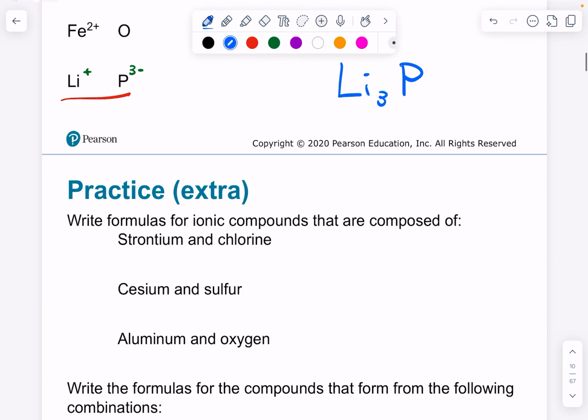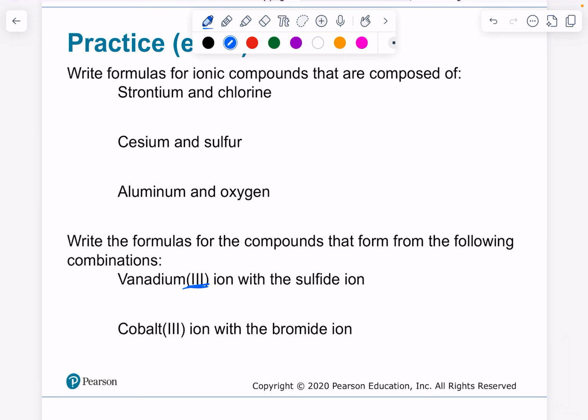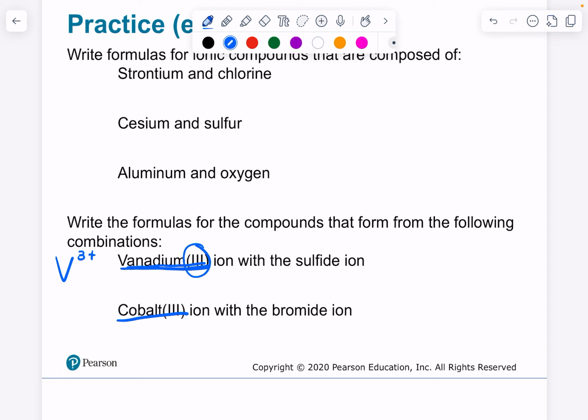When we have compounds that are type 2 metals, they're going to list them either with the charge, so it might be written as vanadium 3+, or it might be written in words, vanadium, and then they'll put the charge as Roman numerals. So vanadium 3 implies vanadium 3+. Cobalt 3 implies cobalt 3+. Now you can go ahead and pause and do this as a warm-up.